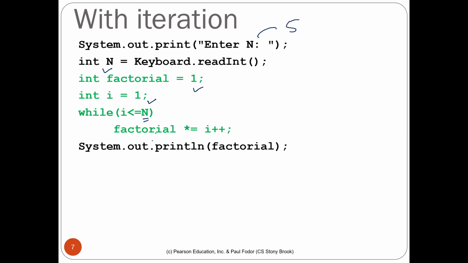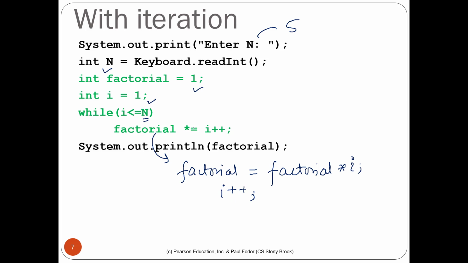How? factorial *= i++. This is a little tricky, so let me break it down for you. It is equivalent to factorial = factorial * i, and then i++. i++ means you're incrementing i.